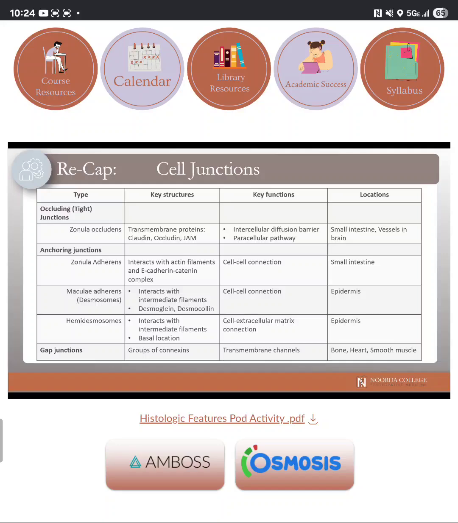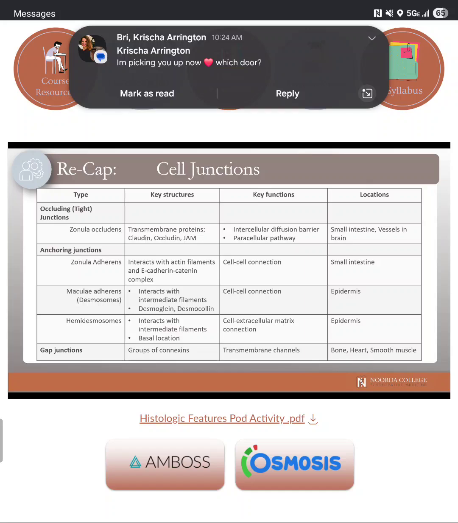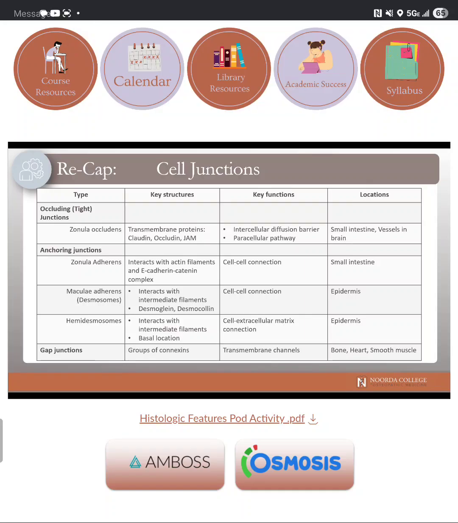On that note, I will leave you with a recap table. Be mindful of the different types of cell junctions and their names, key structure, functions, and key locations. Also be mindful and look at the images. That would definitely show up on exams, and especially on boards.